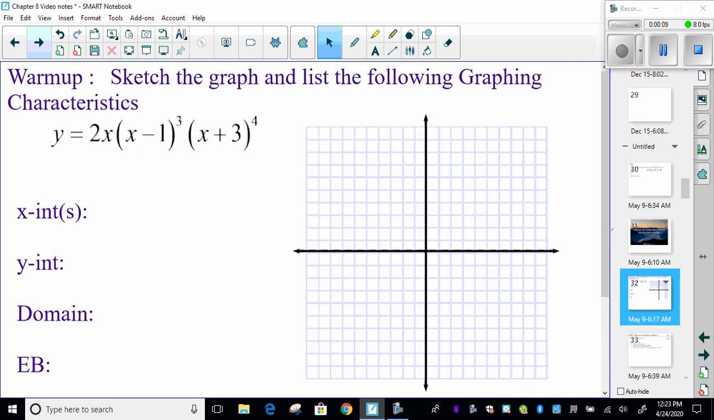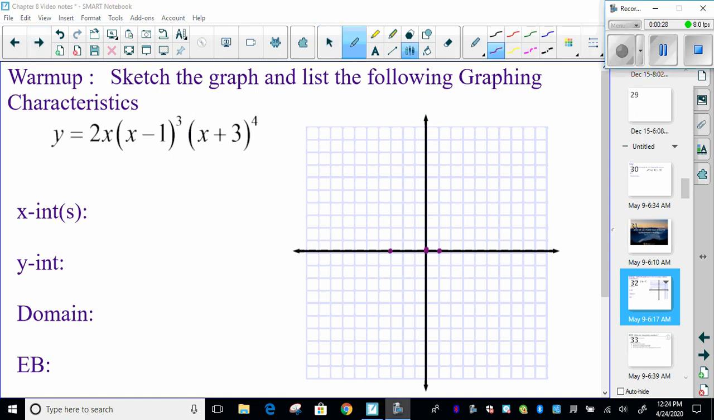And start today with a warm-up. You've been working a lot with polynomials and graphing them, and then you learned how to write equations of them. Please pause the video and go ahead and write or sketch the graph of this without using your calculator, and then also list the 4 graphing characteristics I listed off to the side.